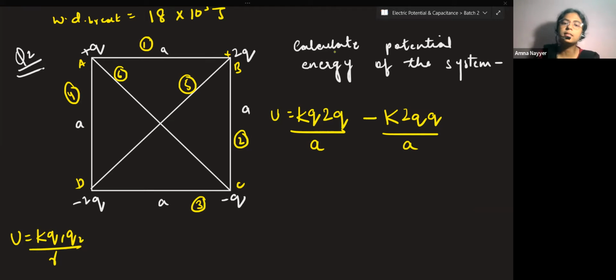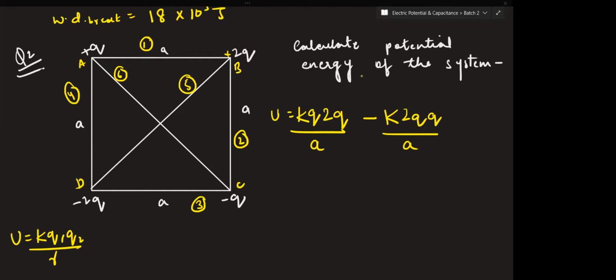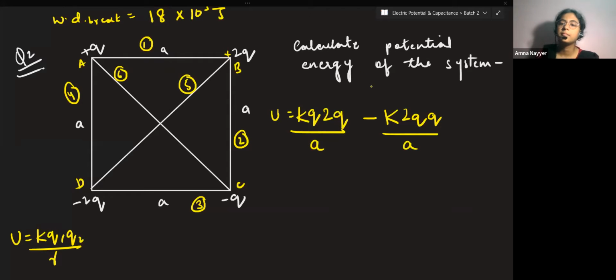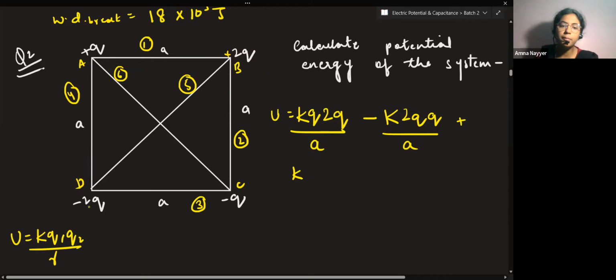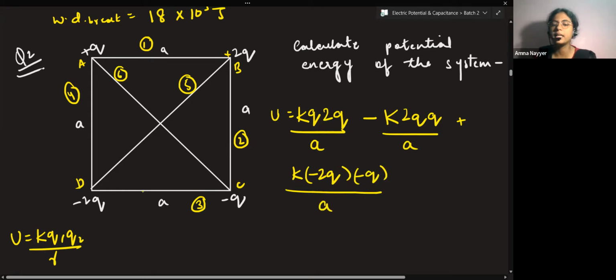Okay, Akifa, you tell us. U3 will be what? Yes, Akifa? K minus Q minus 2Q by A. Correct. This will be K. We are just adding what? K multiplied by first charge minus 2Q, other charge minus Q divided by the separation, that is A. So we have U3.